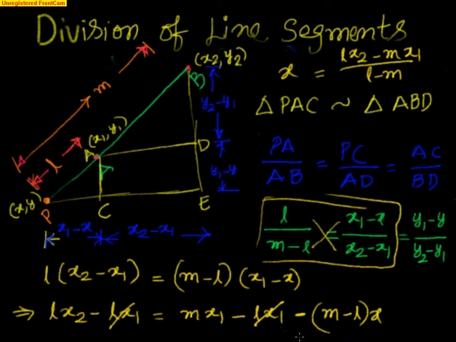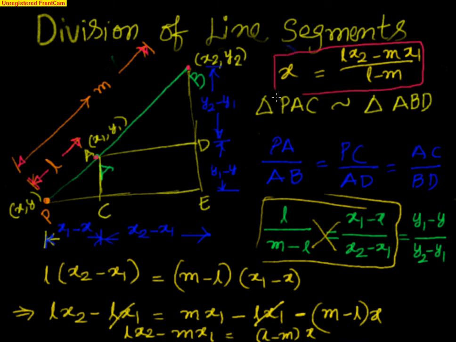Maybe if you feel like I have skipped a step, I can write it here. Lx2 minus Mx1 is equal to minus of M minus L, which is L minus M, into x. So you want to know x, divide both the sides by L minus M. This is what you will get: Lx2 minus Mx1 by L minus M. Now can you find out the relation between the internal and external division in the formula? It's pretty simple. When you are doing internally, it's Lx2 plus Mx1 by L plus M. When you are doing it externally, Lx2 minus Mx1 by L minus M. That's a simple difference between them.